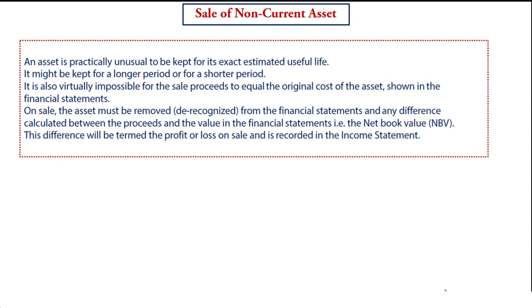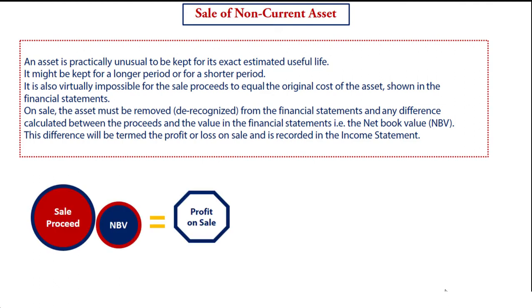So, on sale, the asset must be removed, that is derecognized, from the financial statement, and any difference calculated between the proceeds and the value in the financial statement, that is the net book value or the current value, will be termed the profit or loss on sale, and it's recorded in the income statement.